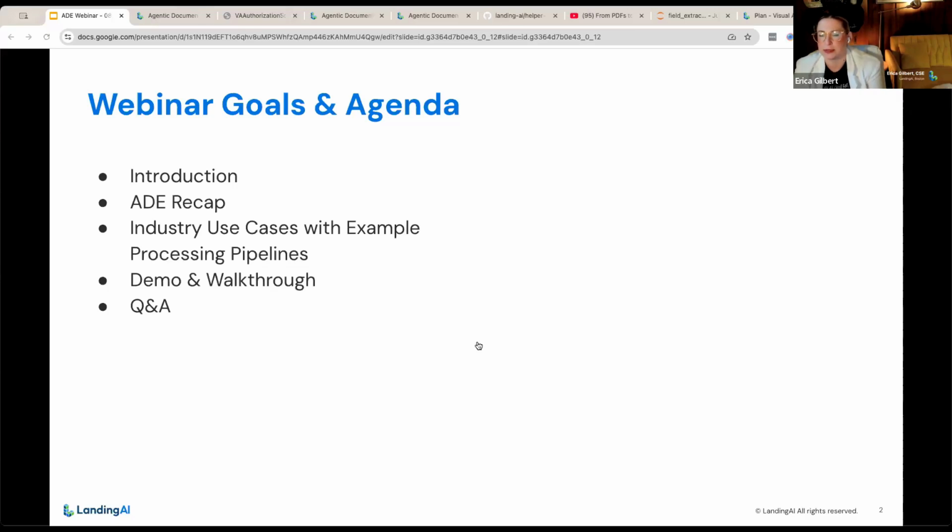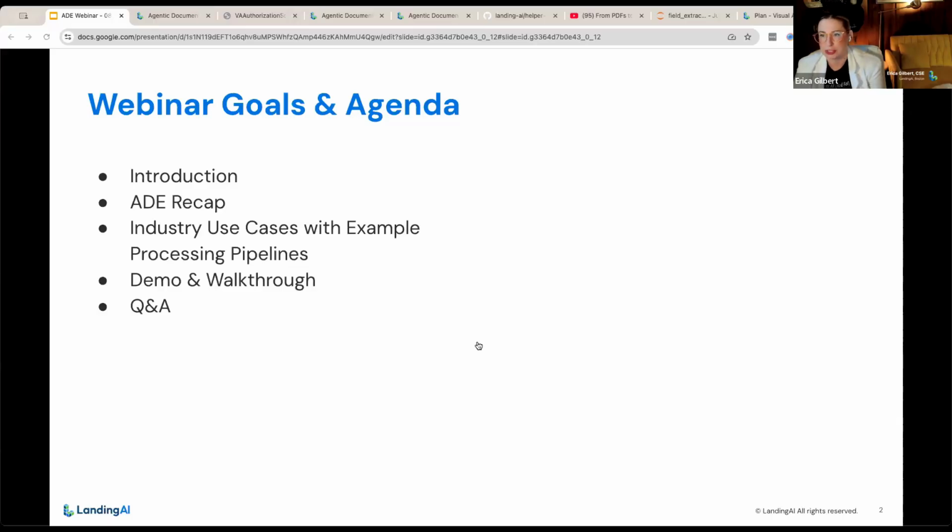Our goals and agenda really are, well, I'll introduce myself, of course, but primarily the Agentic Document Extraction solution from LandingAI. So those who are not familiar will get sort of a recap. And then we'll walk through the complexity of document understanding with different industry use cases where we get sort of a full peek at the entire pipeline.